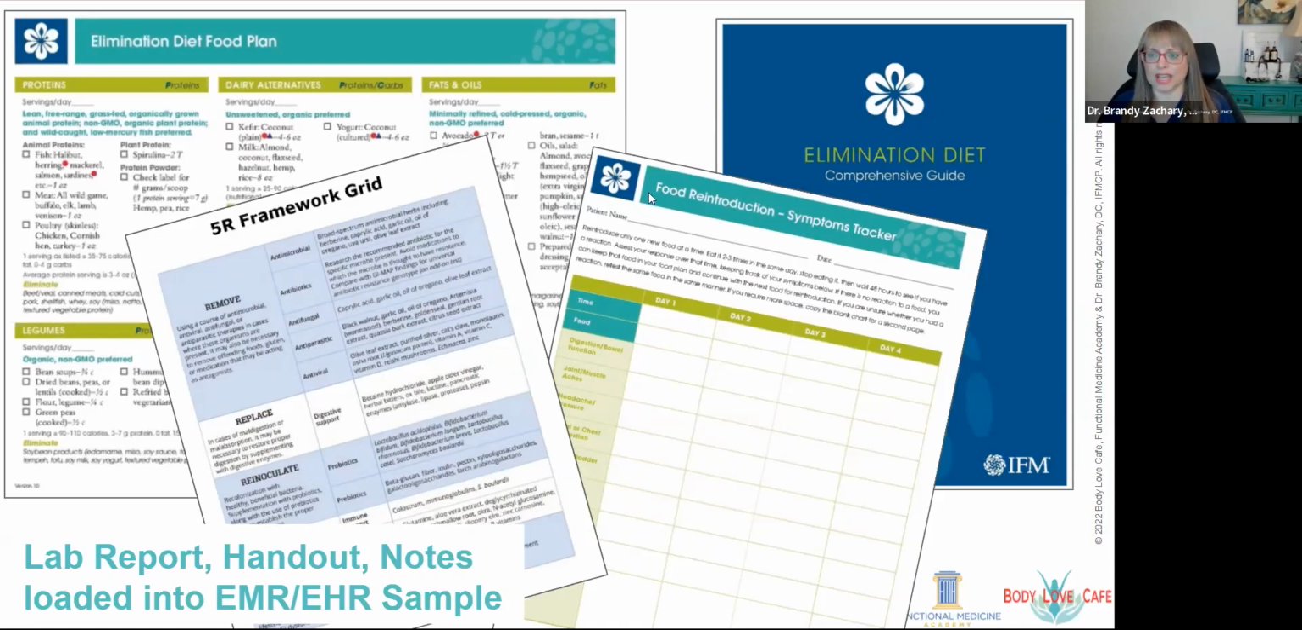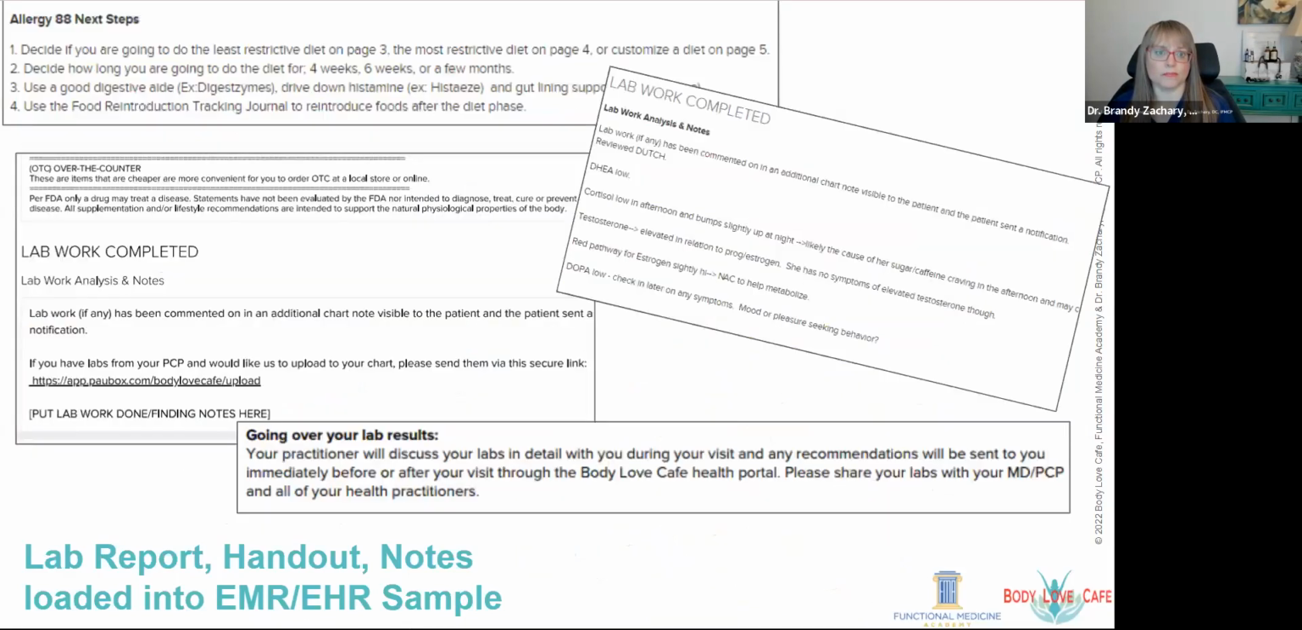This is an IFM handout, a food reintroduction symptom tracker. So if you're gonna do the elimination diet and then reintroduce it, that's a great handout. If you're not an IFM member, just make your own, simple, easy to do.